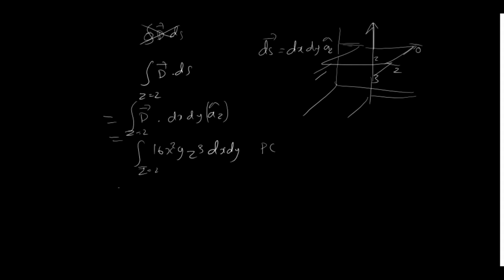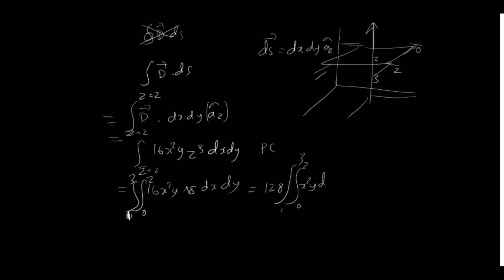So what you have to do is substitute z equal to 2. It will be 16 into x square into y into 8 dx dy, with the limits for x being 0 to 2 and for y being 1 to 3, which is nothing but 128. 16 into 8 is 128. x square y, limits 0 to 2, 1 to 3, dx dy.